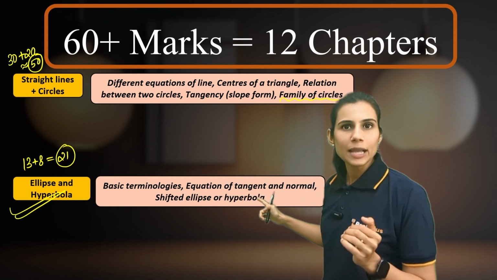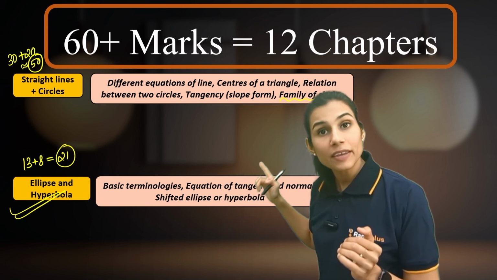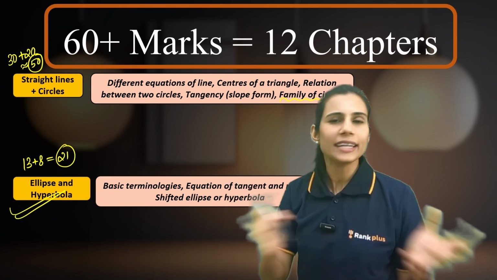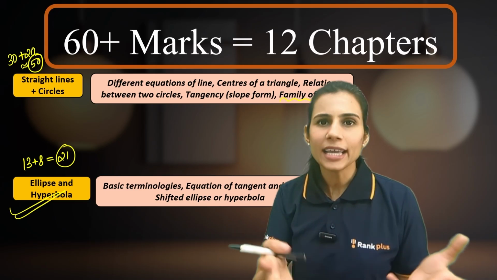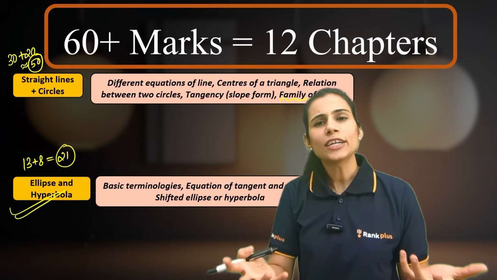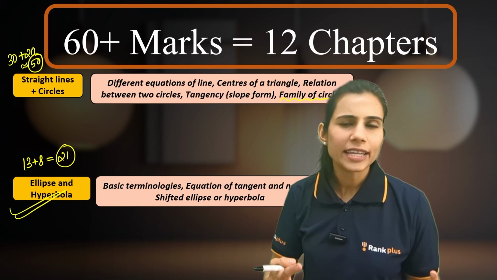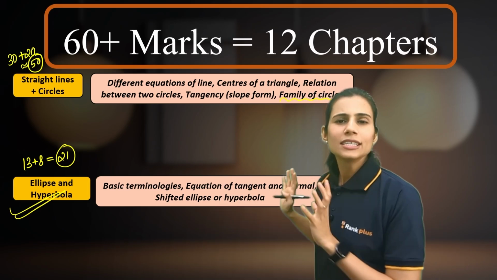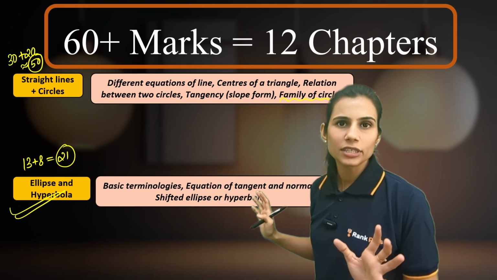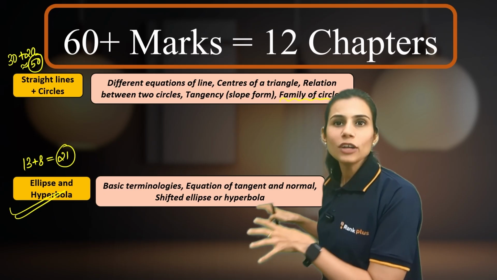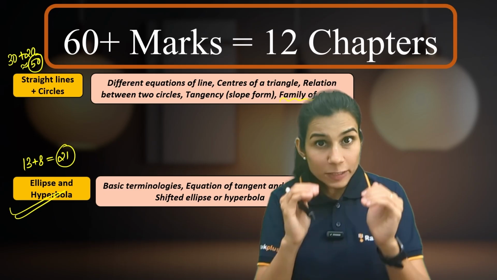But questions from ellipse and hyperbola will also be asked in the paper, and they will be pretty easy to crack based upon your direct formulas of eccentricity, the relationship between A, B, and E, or as I told you, find the focus, find the equation of directrix, etc., or based upon some basic questions of common tangent. That is why the level of difficulty in the questions of ellipse and hyperbola is pretty low.